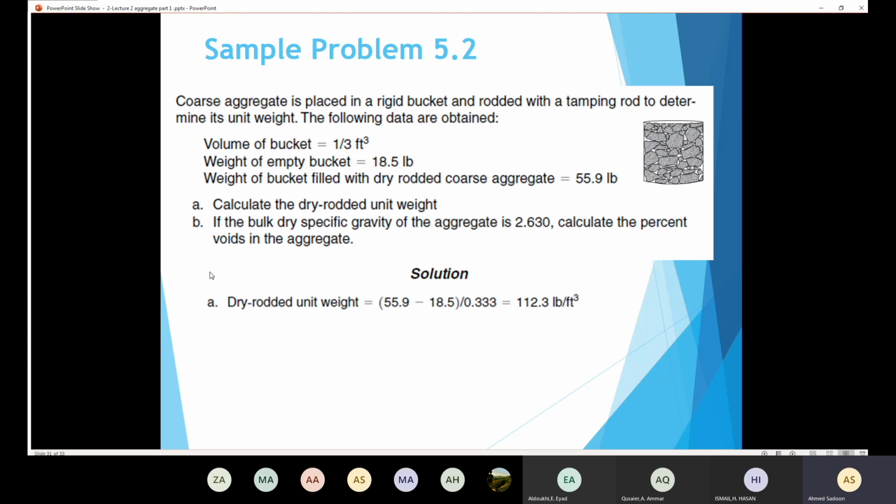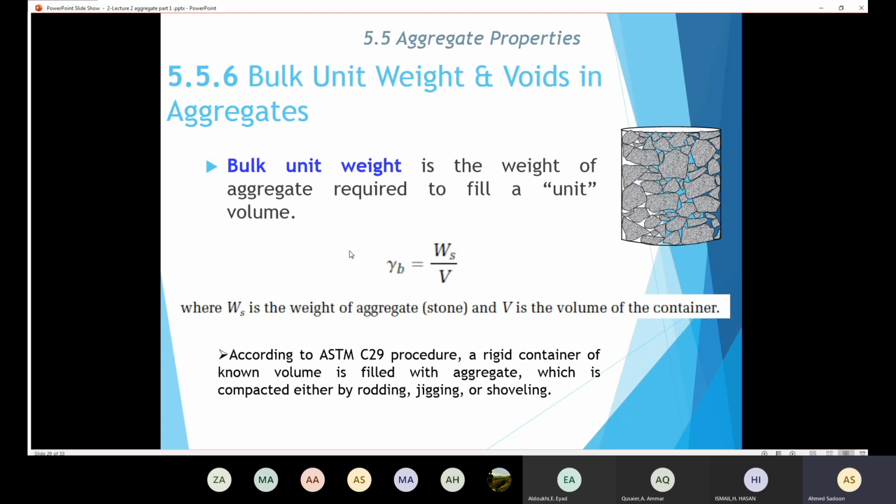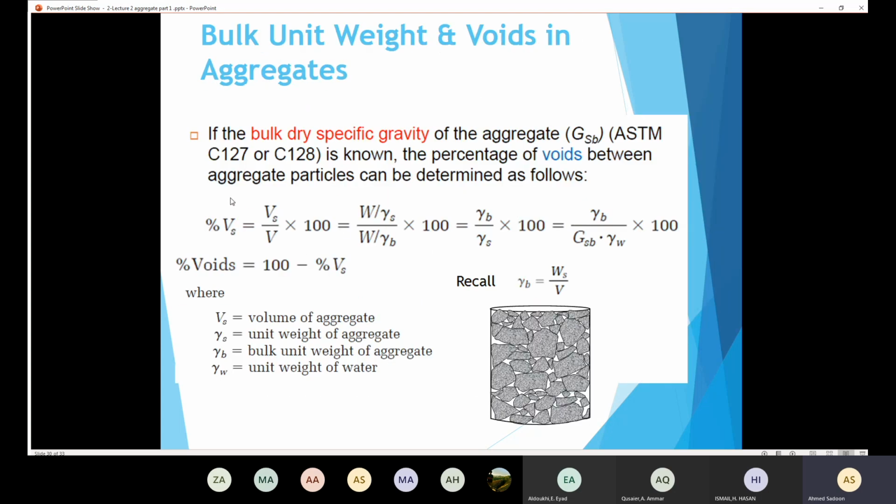And in the second part of this example, they say that if you do know the specific gravity of the aggregate, so here he gives us GSB, he wants you to determine the percentage of the voids in the aggregates. In this case, we are going to use this formula here. We use this formula first to determine the percentage of the solid, and then I'll be able to determine the percentage of the voids. So I'm going to use this formula.